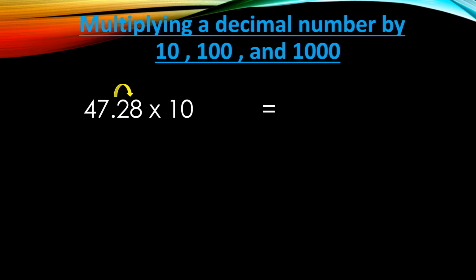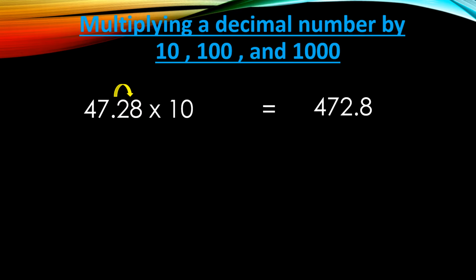I think it's clear now. So what will be the answer? The decimal point is now between 2 and 8. That means the answer is 472.8.